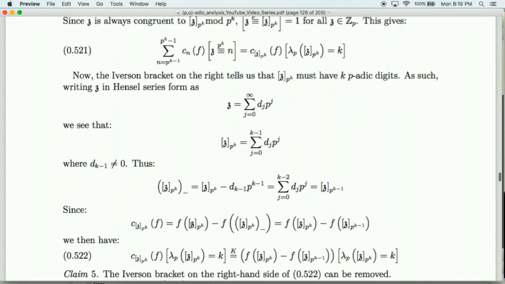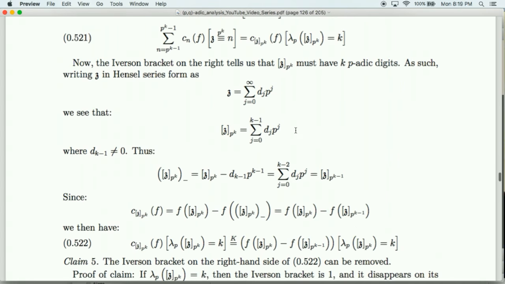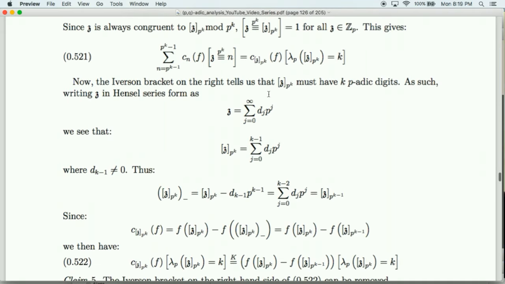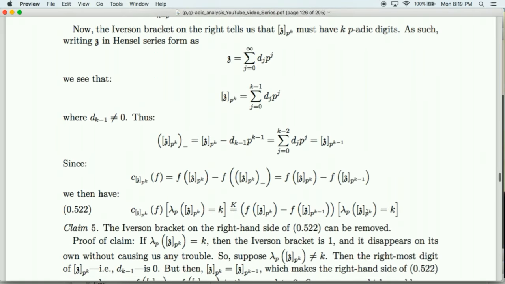It's f of z mod p^k minus f of z mod p^{k-1}. This is f of z mod p^k minus f of z mod p^{k-1}. And ignore this k, it's a leftover from the old version. And so replacing this symbol with this symbol, we then get this. Claim: this Iverson bracket can be removed.